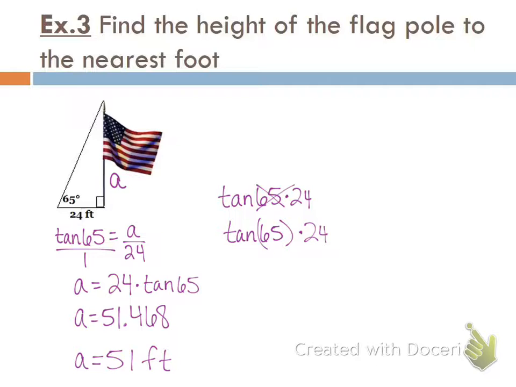If you were to put 52 feet on a quiz or a test or something like that, you would not get full credit. If you showed me your work, you could earn some points for setting it up, but you would still miss points for rounding incorrectly.